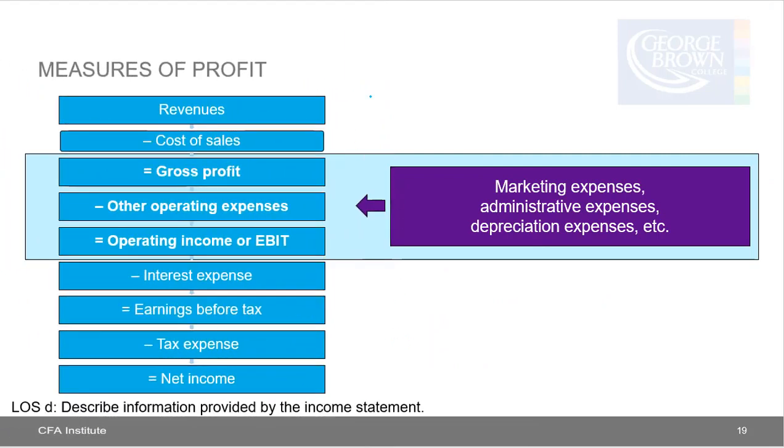So now we're moving down the income statement. Revenue minus cost of goods sold equals gross profit minus other operating expenses. What are making up those other operating expenses? Marketing expenses, admin expenses, again, depreciation, which is a non-cash item, etc. Those are our operating expenses.